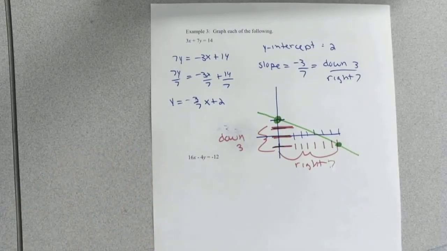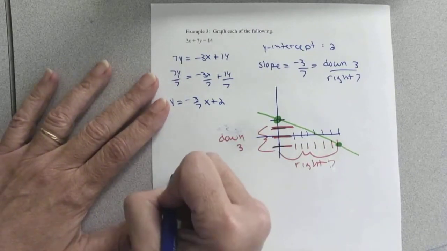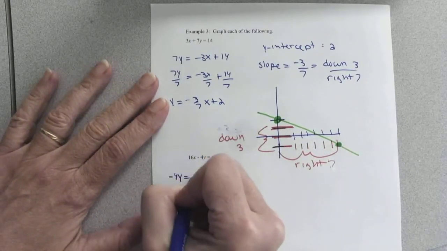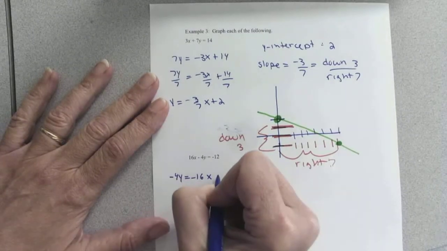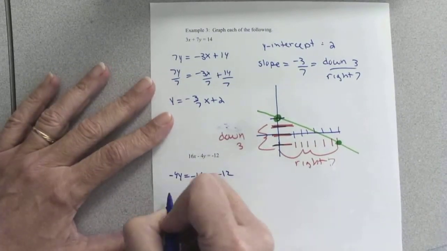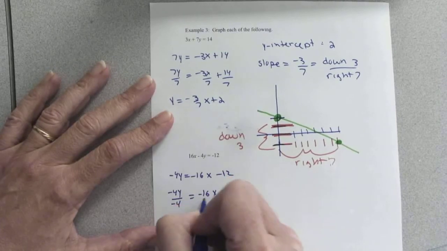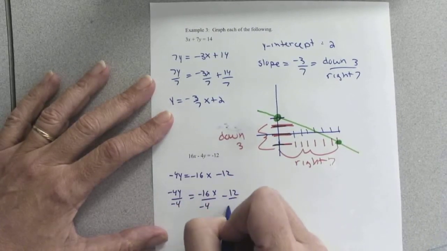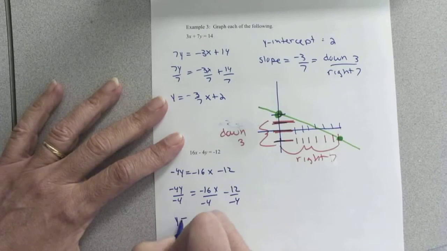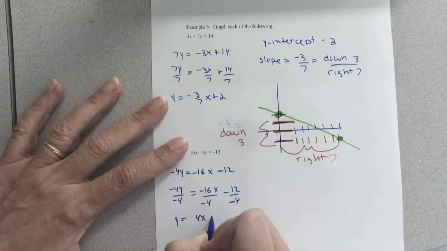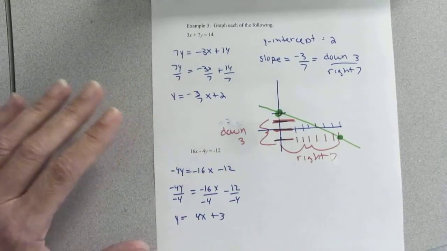My next video. More of the same, graph each of the following. First thing I want to do, rewrite that to slope-intercept form. So that's negative 4y equals negative 16x minus 12. Divide everybody by negative 4. And so that gives me y equals 4x plus 3.